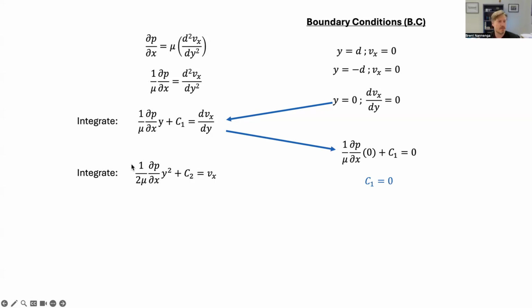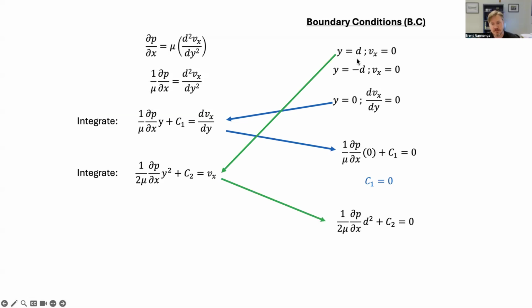And we can do the second round of integration to get velocity by itself. If we do that, now we get 1/2 here, y squared, plus c2 equals Vx. Now we need to solve for c2. We use the other boundary condition. I'm going to use the positive d here.